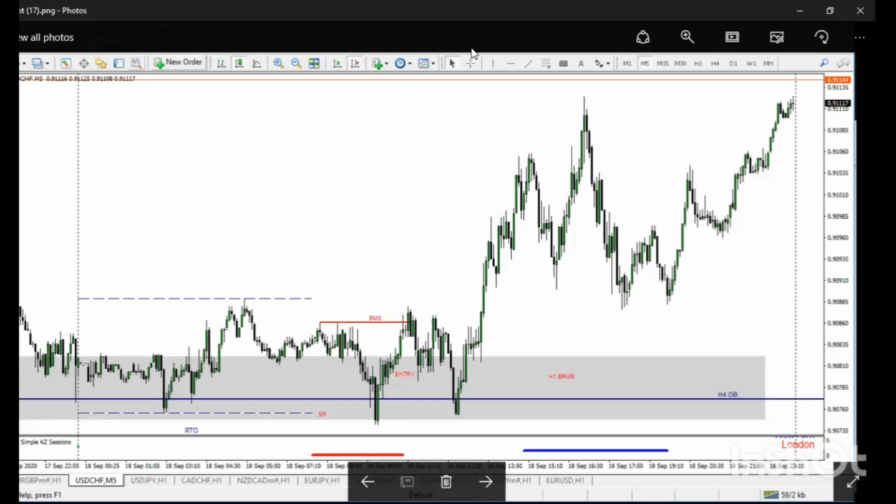But this setup, I remember it was a 1 hour. Yeah, this was a 1 hour stop hunt with the wick inside a 1 hour H4 order block. This was a 1 hour, and this was the 15-minute BMS. And the entry would have been here, then stop loss down here.